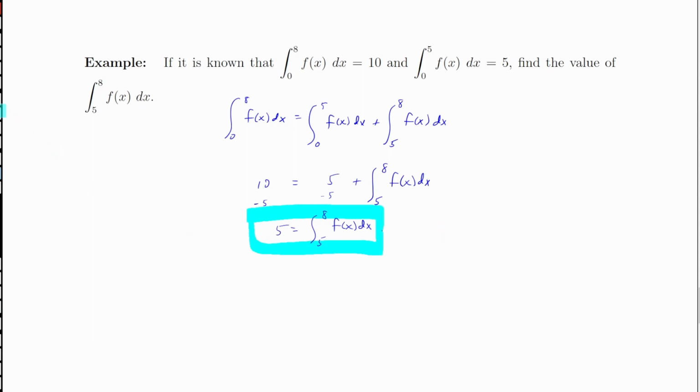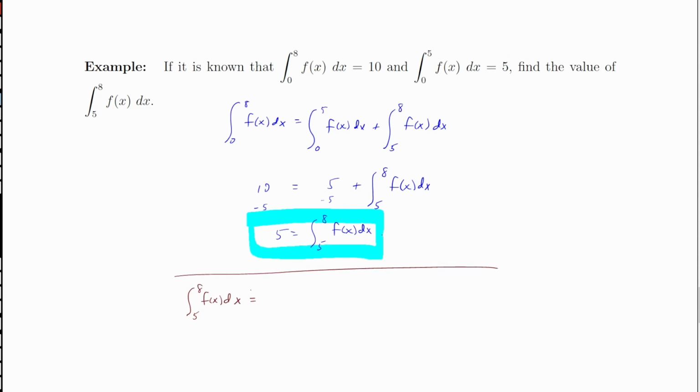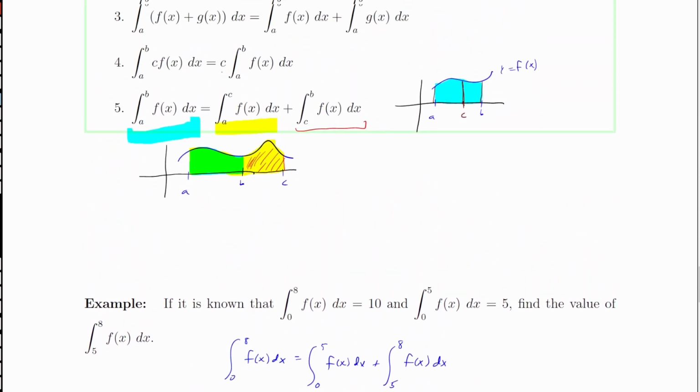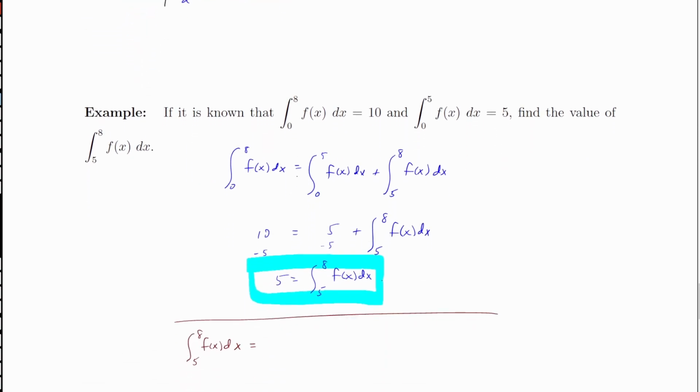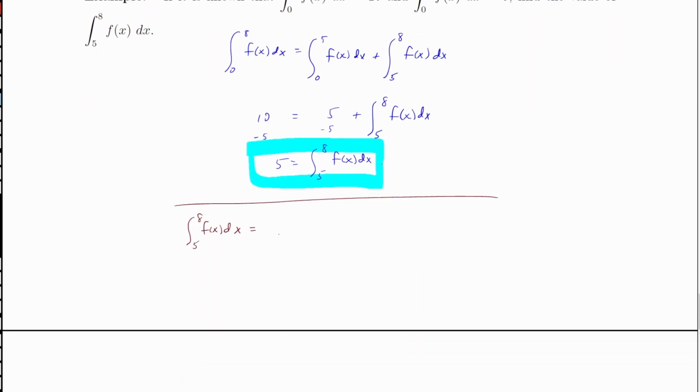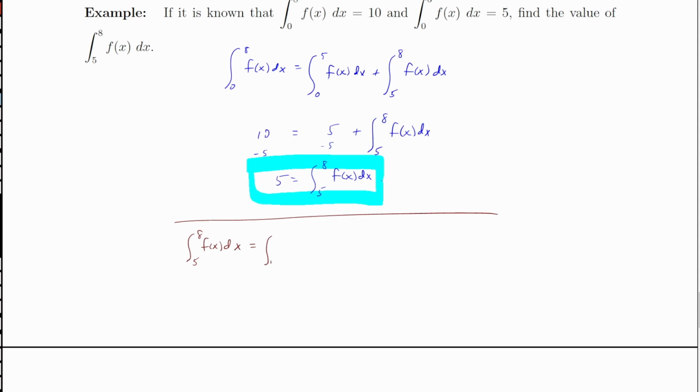If we wanted to be really fancy, we could get this done in fewer steps. What I could do is I could say that the integral from 5 to 8 of f of x dx is equal to, remember that when I use this property, I throw a c in the middle, but the c doesn't have to be in the middle. So I can think of my c value as being 0. So I could say, okay, that's the integral from 5 to 0 plus the integral from 0 to 8.